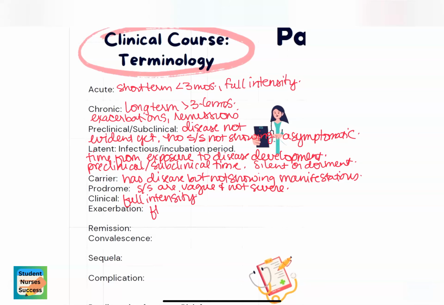Exacerbations means there's a flare-up of the symptoms. And remission means that the disease or the symptoms have gone away for a period of time or silent. Convalescence is our time of recovery. So if you're convalescing, you're recovering from your illness, and that's when the body returns to baseline.